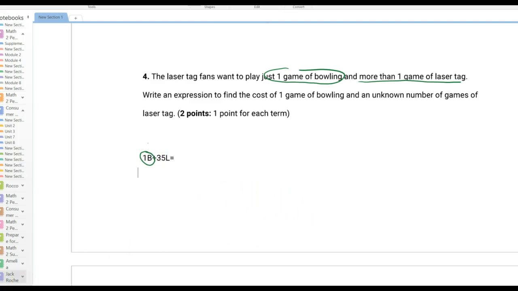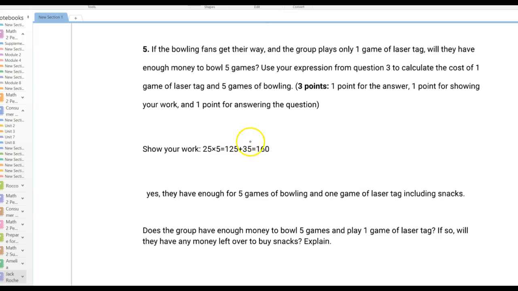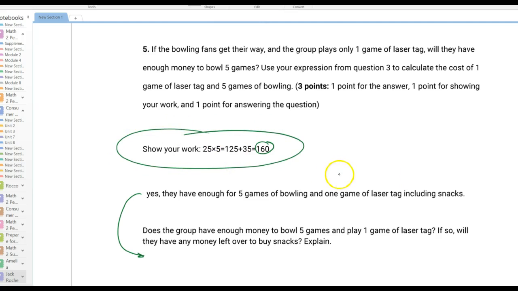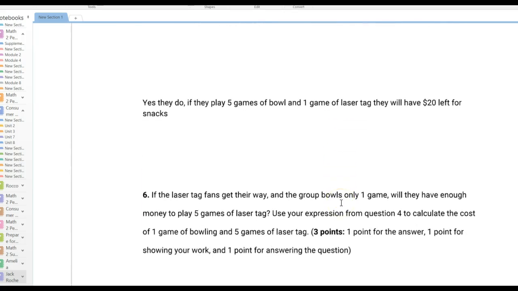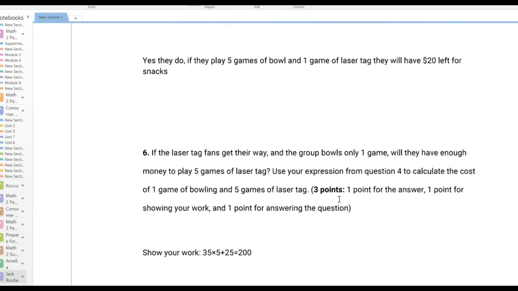Okay, number 5 looks good. You are correct. They do have enough, right? Talk about how much more they have left over towards snacks. And when I look at this, does the group have enough money? I would probably transfer that to underneath there. But this work is really good. All right. Oh, and you did summarize it there. Perfect.